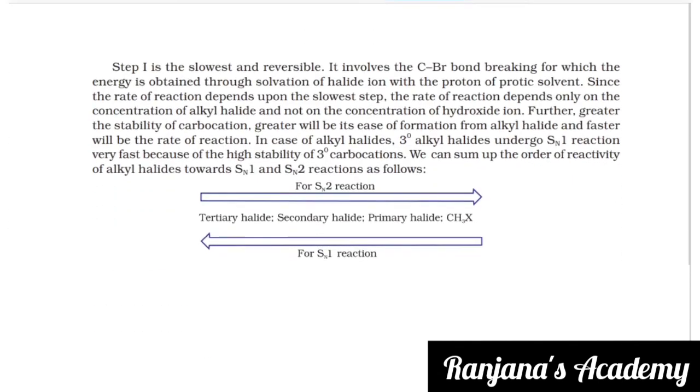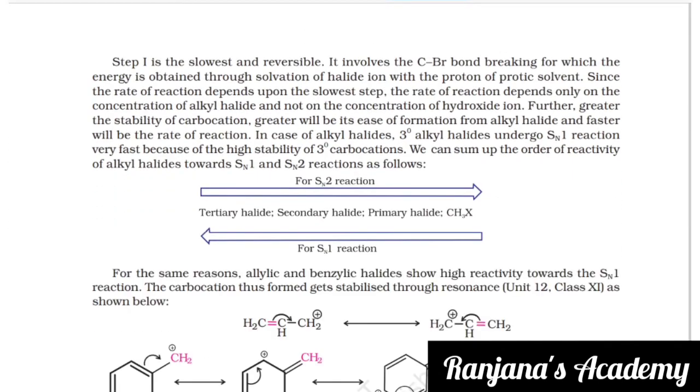Now, step 1 is the slowest and reversible. It involves the C-Br bond breaking, for which the energy is obtained through solvation of the halide ion with a proton of the protic solvent. Since the rate of reaction depends upon the slowest step, the rate of reaction depends only on the concentration of alkyl halides and not on the concentration of hydroxide ions.